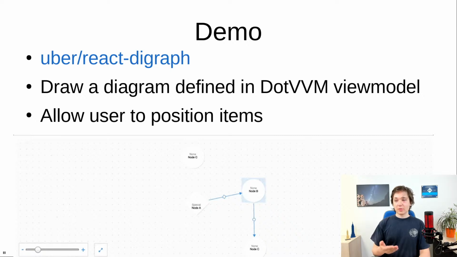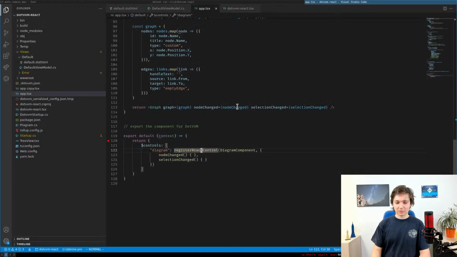And we will also do backwards data binding, because the component allows changing the position of these events. It also allows adding new edges, but I was too lazy to implement support for that. So we will only support binding the positions back into the view model, and I will show you that you can then modify it either in the DotVVM page or in the React component. It doesn't matter, it will be bound together.